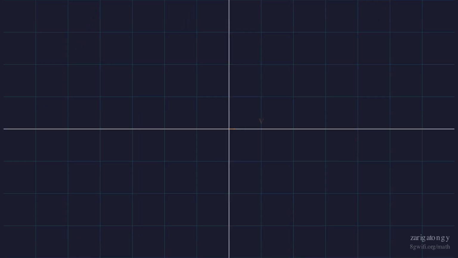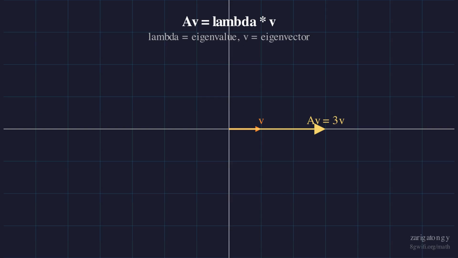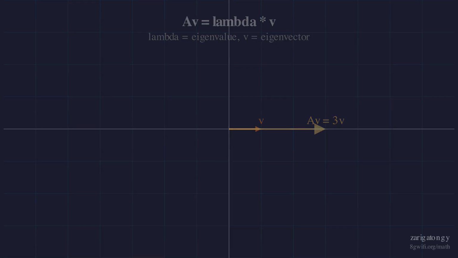Here's the definition. An eigenvector V is a vector that, when multiplied by matrix A, only gets scaled. A times V equals lambda times V. Lambda is the eigenvalue, the scaling factor. The direction doesn't change, only the length.